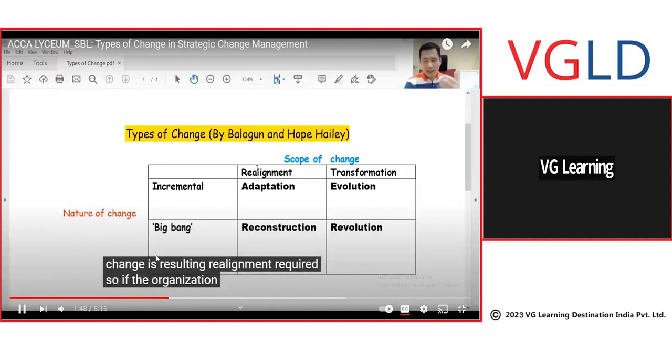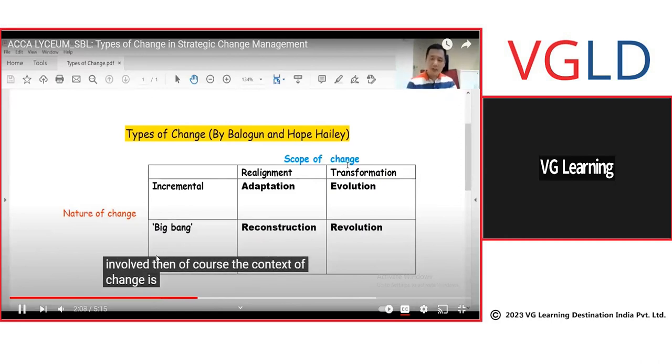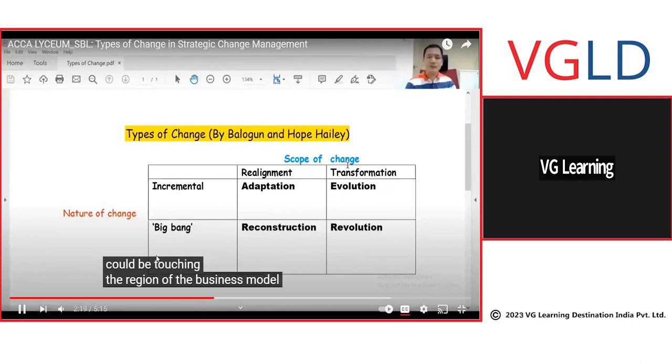So if the organization were to do realignment, then the organization will have to do some changes, some adjustment, some fine tuning to the existing practice. Whereas if a transformation is involved, then of course the context of change is much greater. We could be touching the fundamental, we could be touching the origin of the business model. And this is a transformation. All right, I'll try to give you one example for each, so that it helps you to understand better and easier.